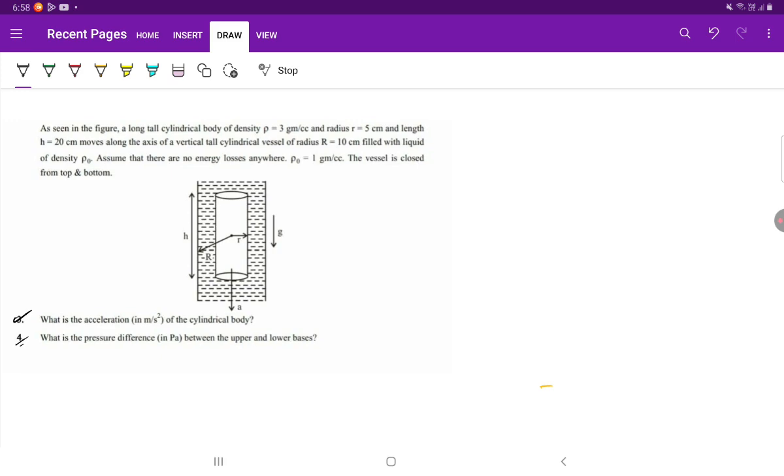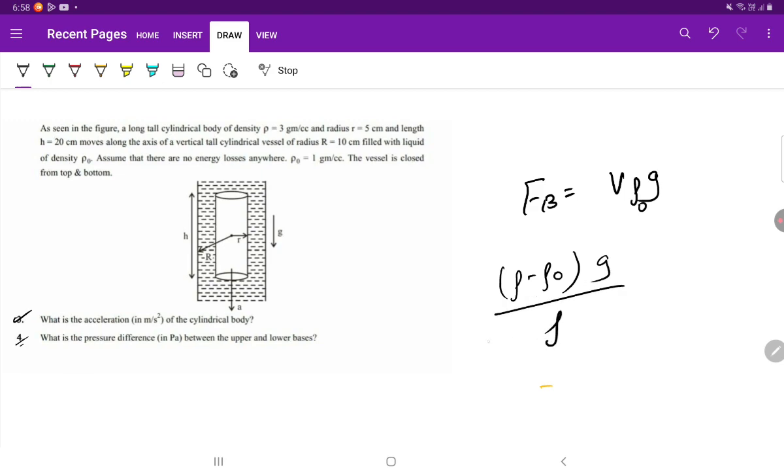Okay, so let's get started. If you are a student and you have used the buoyant force, F_B = V rho g, where rho is the density of the liquid, that will be rho naught, the answer will come out to be (rho minus rho naught) g by rho. By this method you'll get an answer like this. Well, apparently you are going in the wrong direction. This is a wrong method.